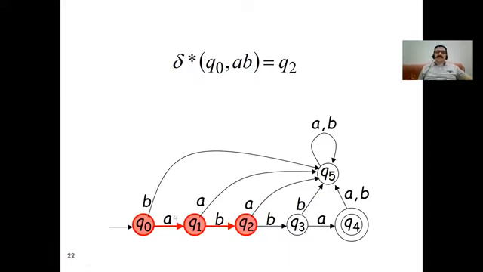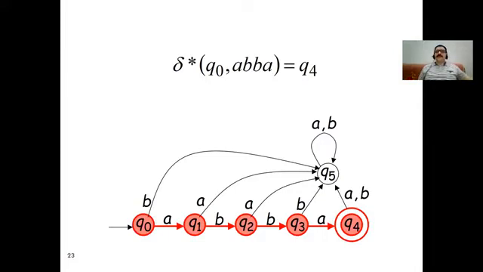Let's see it with the help of the diagram also. That diagram is the transition diagram. In this diagram, on state Q0 we are reading symbol A, and now we are reaching state Q1, and on Q1 we are reading the input symbol B, and finally we are reaching Q2. So this phenomenon can be considered as the extended transition function.